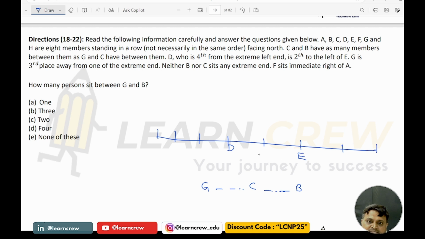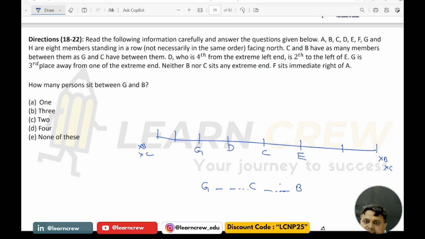G is third place away from one of the extreme ends. So definitely G has to be here, because the third place is occupied. So this must be G. Neither B nor C sit at the extreme end. It is not B, not C. Now F sits to the right of A. Now between G and C, how many people are there?